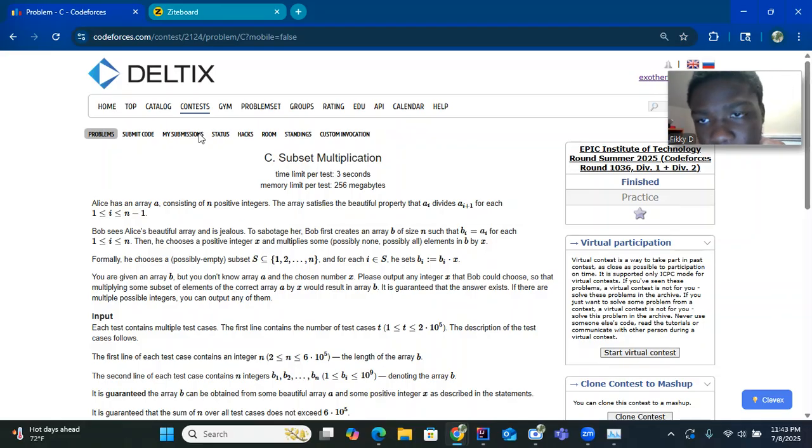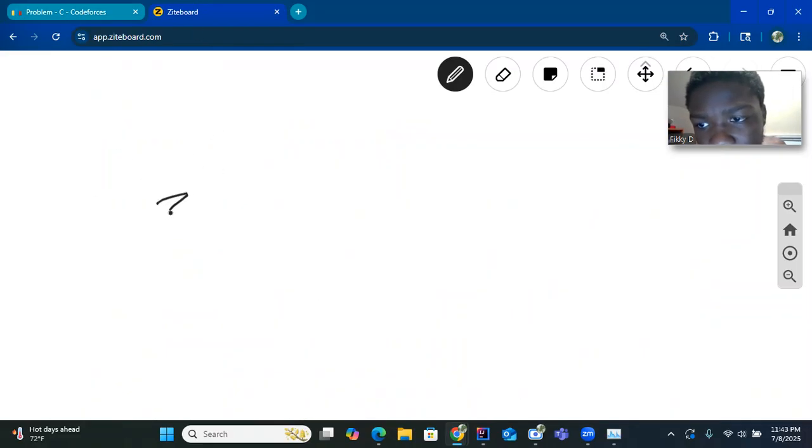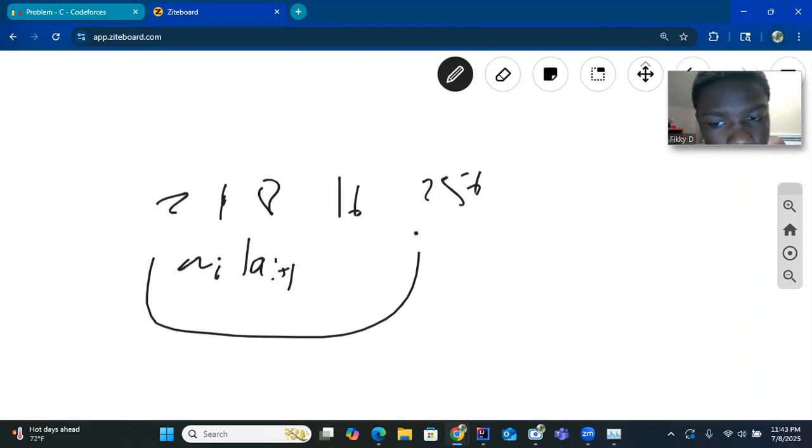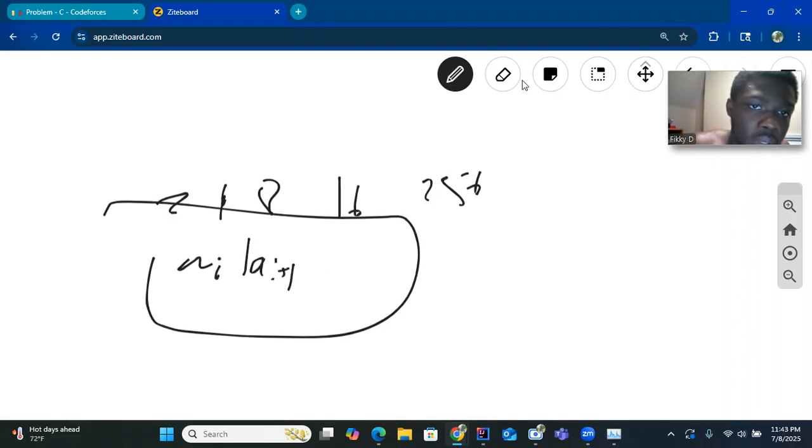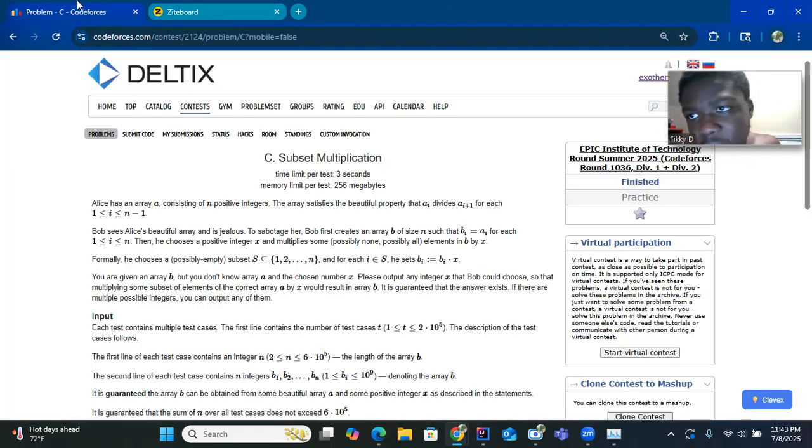So it's actually a beautiful array. That means every element divides the previous element, I mean, every element divides the next, the successor, right? So 4 is going to divide the next element, 8 is going to divide the next element. This divides maybe the next one. So basically, a sub i will divide a sub i plus 1, the successor. So that's the property.